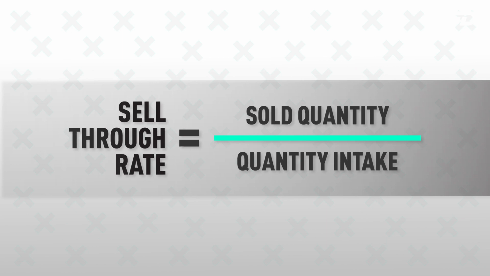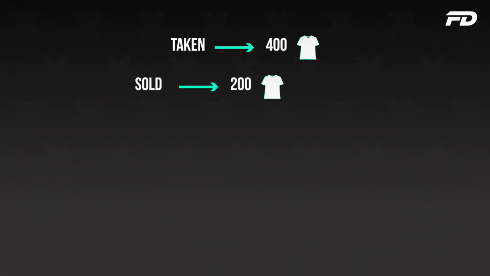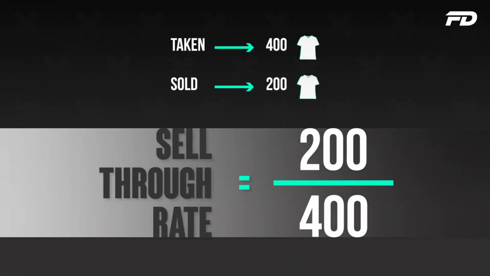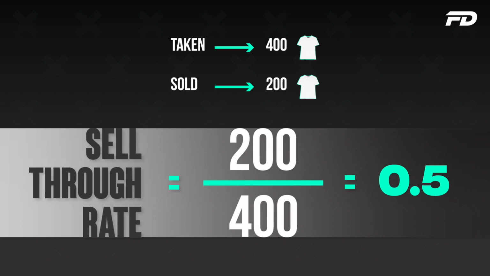So let's just say you sold 200 pieces of a specific shirt, but you've taken in 400 from a supplier or a wholesaler. At that stage, you're looking at 200 divided by 400, which would put you at 0.5 for your sell-through rate of that specific product.